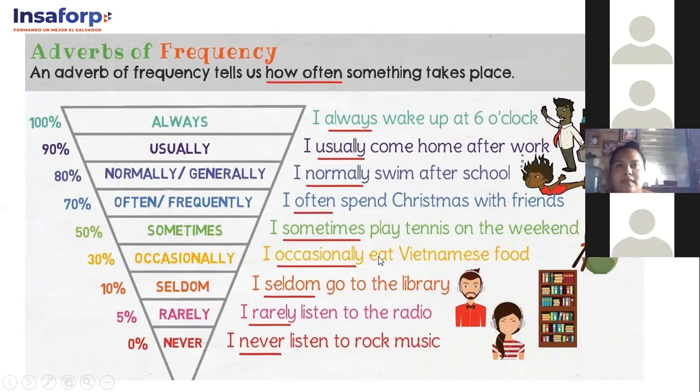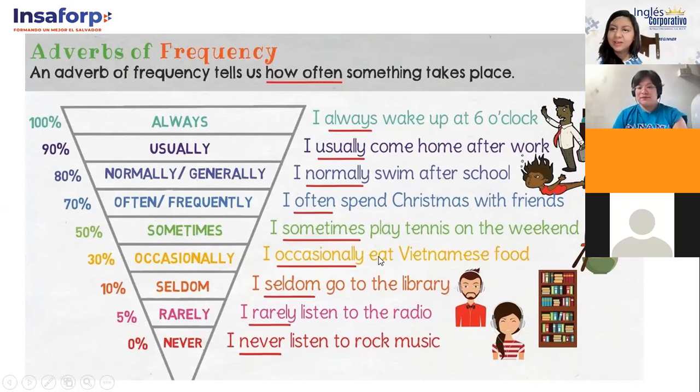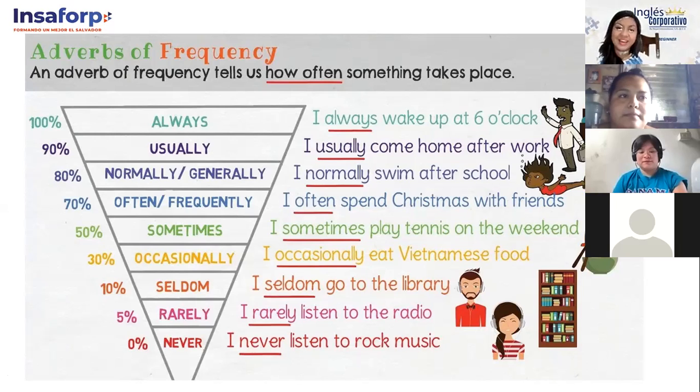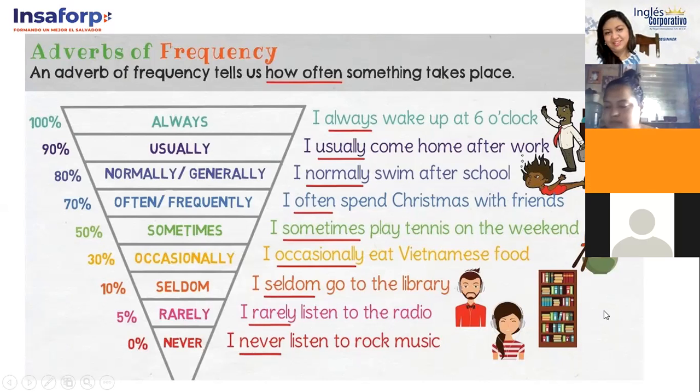¿Quién me falta? Continue, Tatiana. I seldom go to the library. Okay, excellent. Evelyn? I rarely listen to the radio. Good pronunciation. Mr. Martinez, never. I never listen to rock music. You never listen to rock music. Very good. Excellent. So we have always, usually, generally, frequently, or often, sometimes, occasionally, seldom, rarely, and never. Okay?